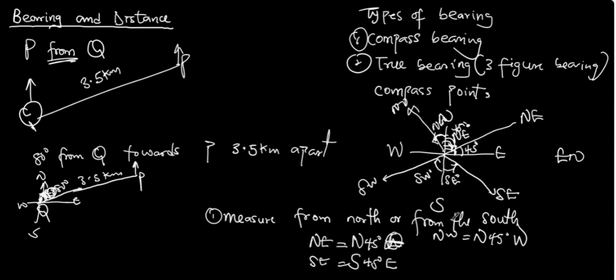And then the southwest degree, which is also 45 degrees. It means you write the south first, the 45 degrees, and then the west. Which indicates that the measurement started from the south towards the west. You don't write west 45 degrees south. This is wrong, because it means that you are starting your measurement from the west going towards the south.